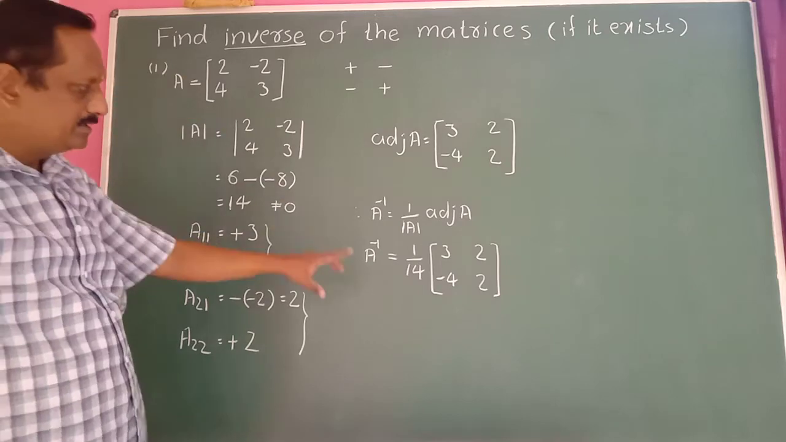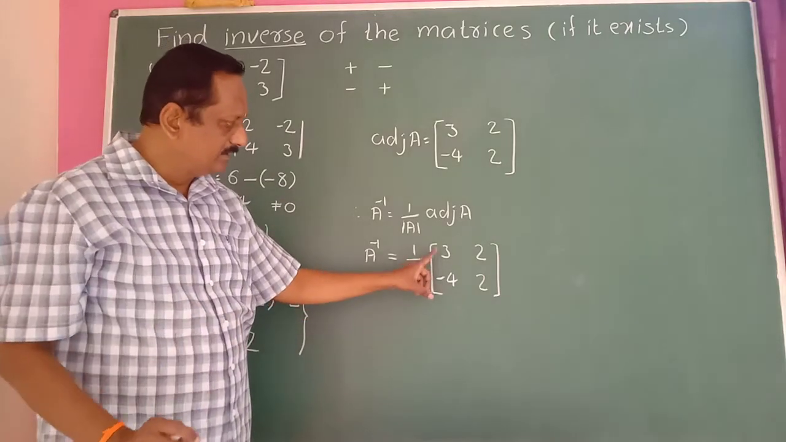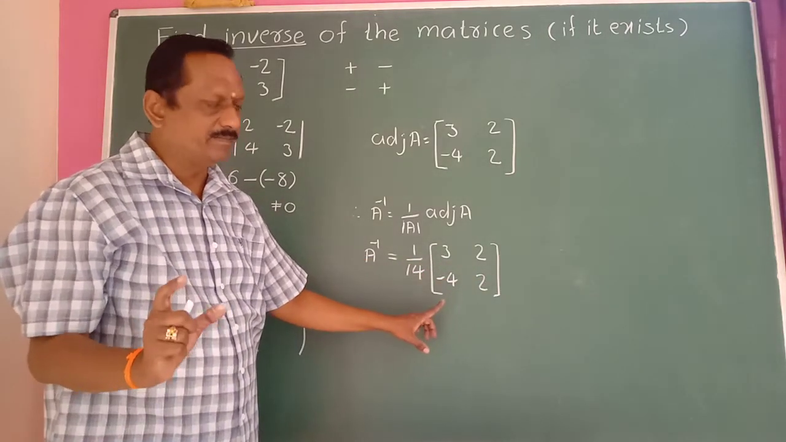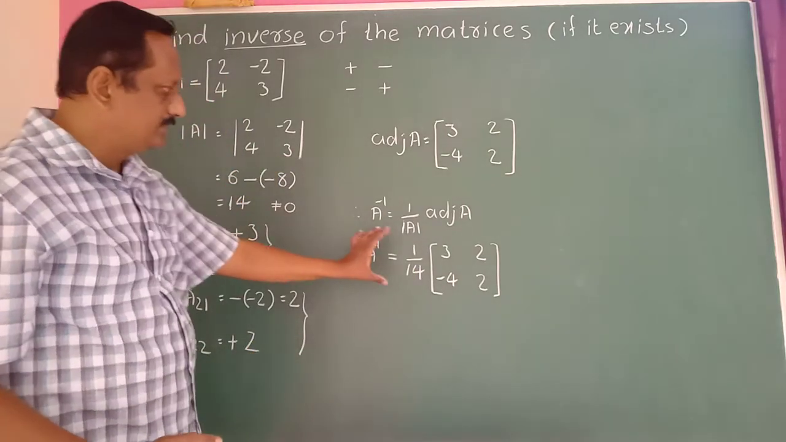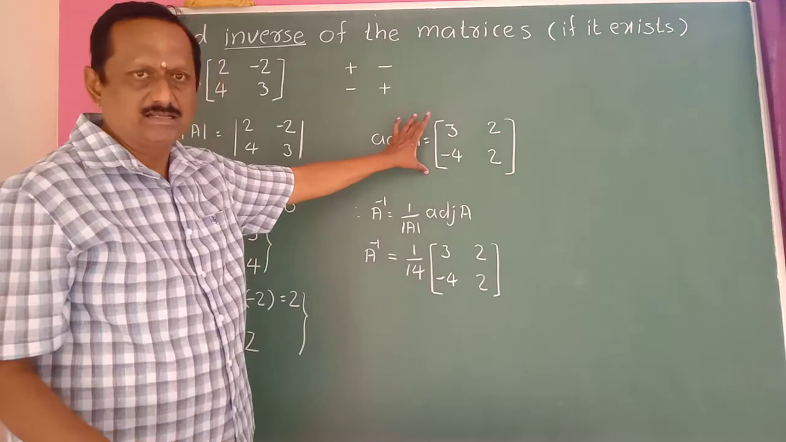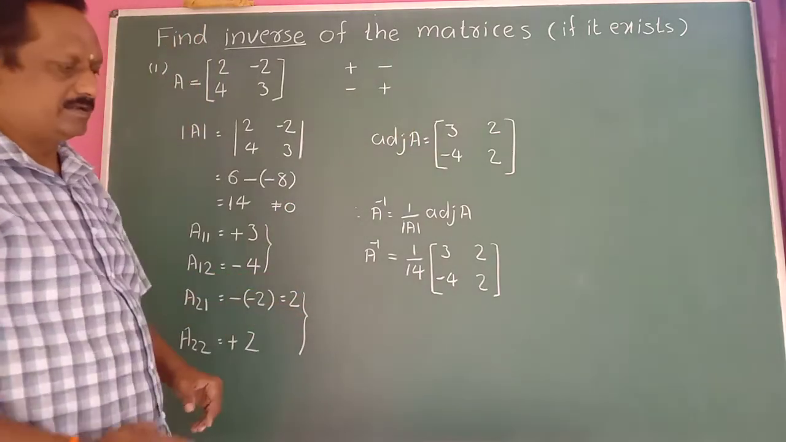Okay, and a very simple, very important result here. This is a matrix, not a determinant. Remember it here. This is a determinant. This is a matrix. Even this is also a matrix. Okay, this is the answer.